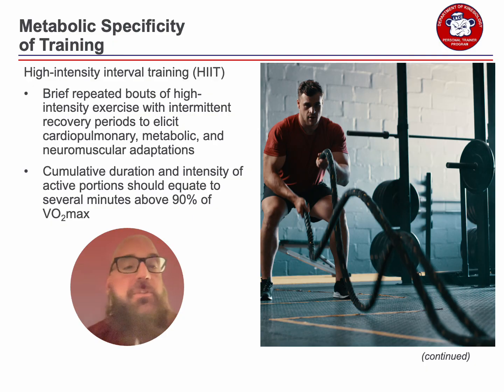So that high intensity interval training, the HIIT stuff, is brief repeated bouts of high intensity exercise with intermittent recovery periods to elicit cardiopulmonary, metabolic, and neuromuscular adaptations. Cumulative duration and intensity of active portions should equate to several minutes above 90% VO2 max. So you've got to really work hard for several minutes in total. Again, you're probably going to be doing 30 seconds, 20 seconds, 15 seconds, but cumulatively you want that full out effort as you do multiple rounds of this, including your rest period. You want it to accumulate over multiple minutes.